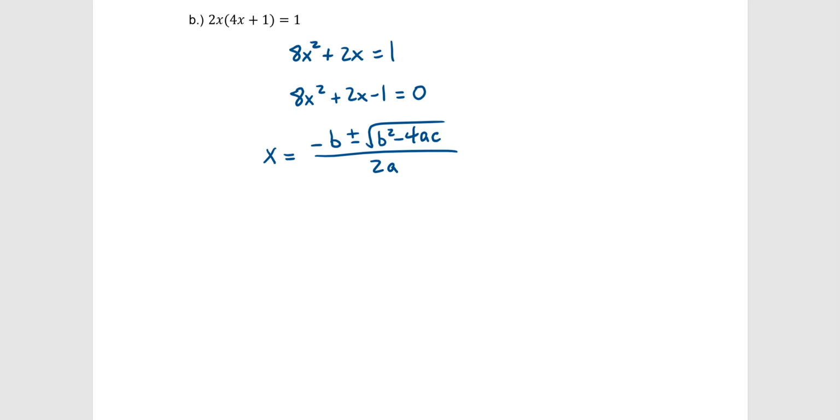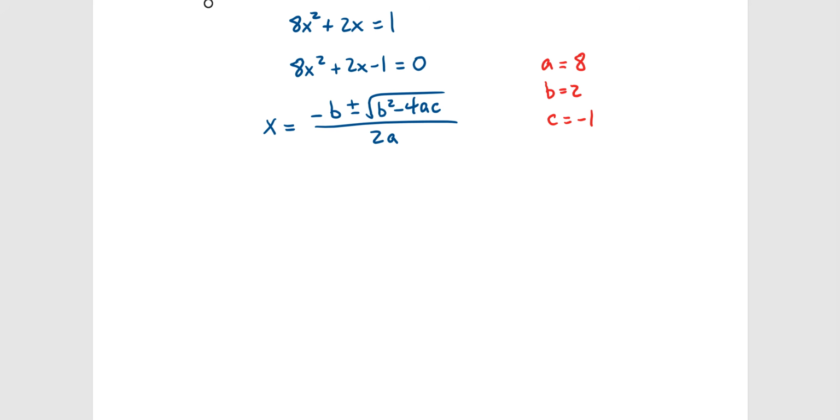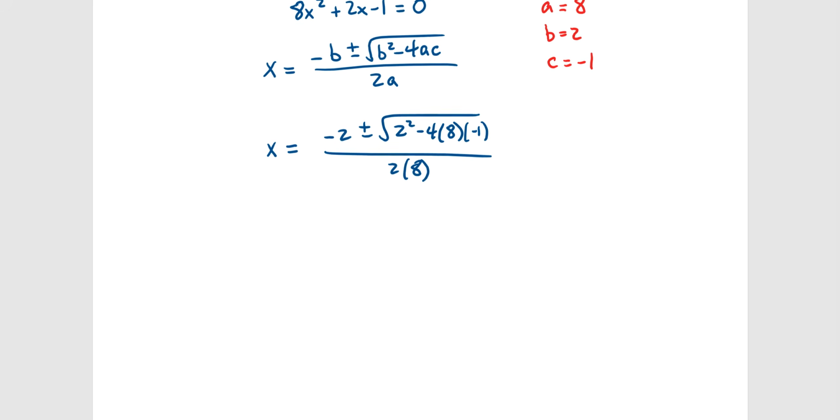So we have our quadratic formula, and based on this equation right here, our a value is 8, our b value is 2, and our c value is -1. You have to be a little bit careful with the positives and negatives. Plugging all of this in, we're going to get x equals -2 plus or minus the square root of 2 squared minus 4 times 8 times -1, all over 2 times 8. And now you can simplify.